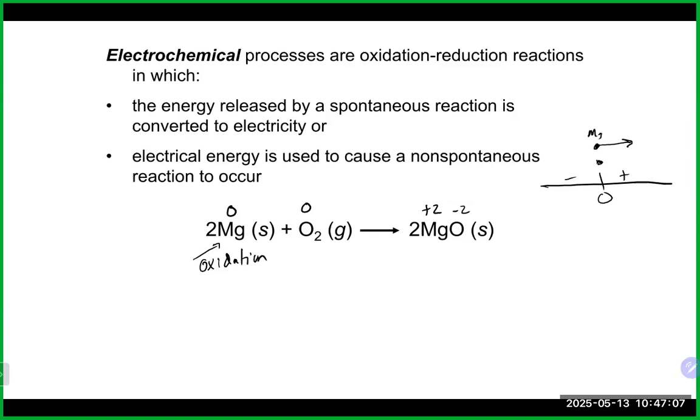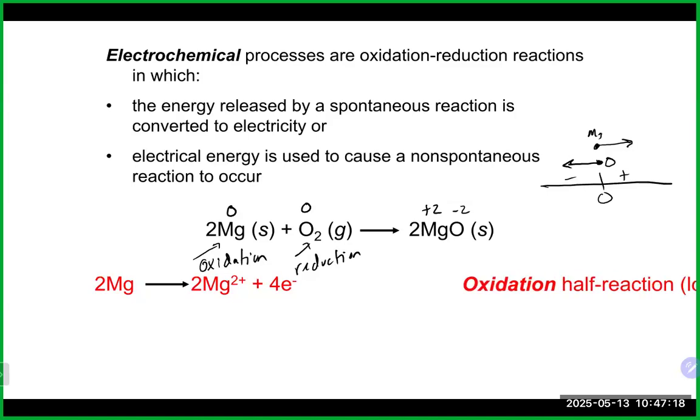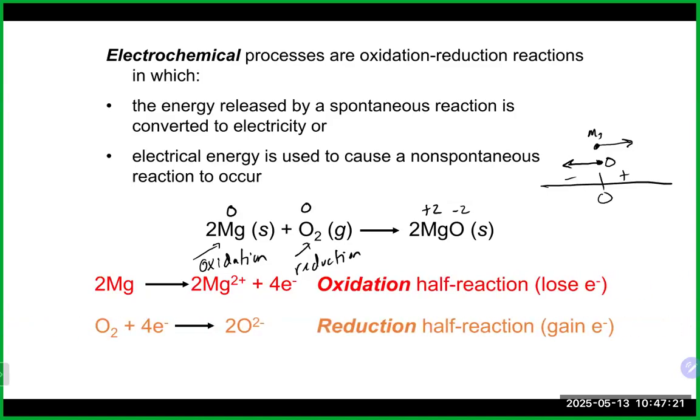Oxygen starting at 0, ending at -2, becoming more negative in this case, which means it is the reduction in this case. Now, we could actually write what are referred to as half reactions. And they're referred to as half reactions because they describe both of those things that are occurring, the oxidation half reaction and the reduction half reaction. They're half reactions because if you add those back together, you will get the overall reaction that's occurring.